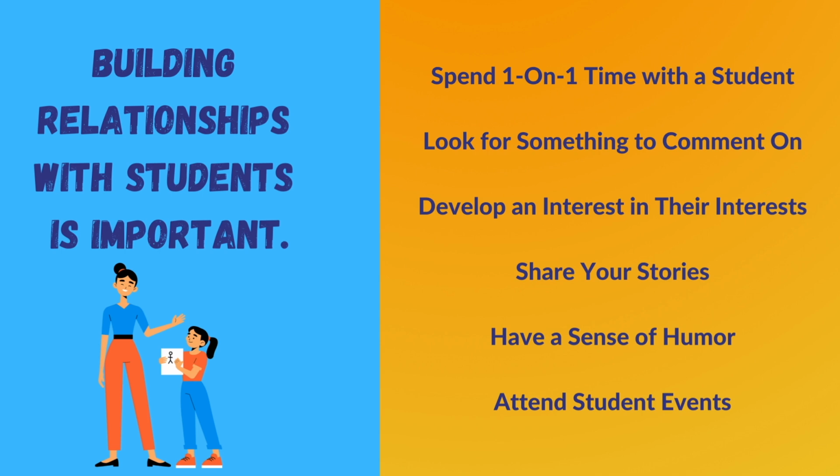And a lot of times in art class, it's easy because they integrate those personal connections into their artwork, their interests, and things that they do outside of school. But other things you can do is spend one-on-one time with students, either during homeroom or lunch. Look for something to comment on, like, "Hey Billy, those are really great shoes." Develop an interest in their interests. Share your stories, have a sense of humor, and attend student events outside of school.